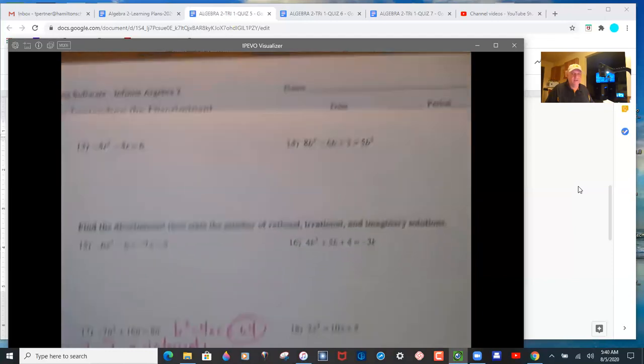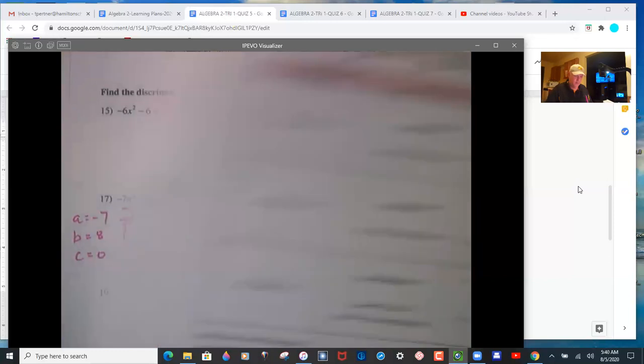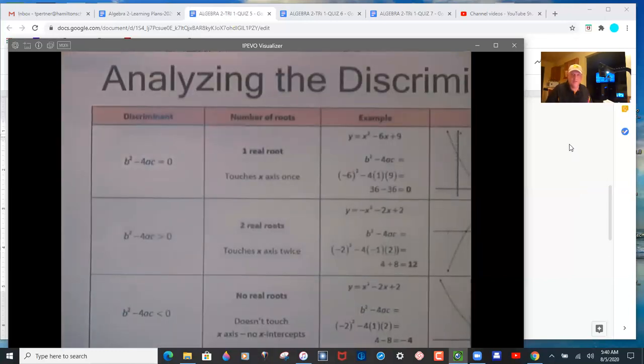Okay, so pretty easy assignment. These are going to be the first couple problems on your practice quiz that you'll see as you get into the practice quizzes.